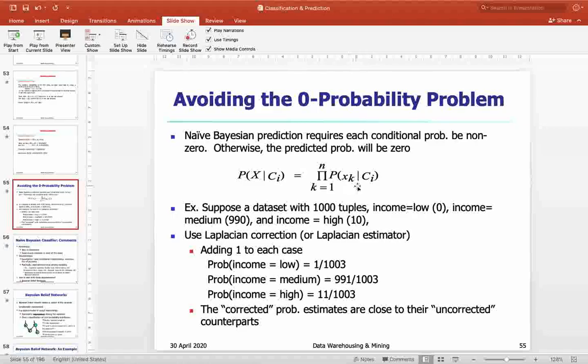So since there is no tuple based on a given condition, obviously, since it is a multiplication, automatically it will lead to 0, right? This will return you the 0 probability, but the other probabilities are there.